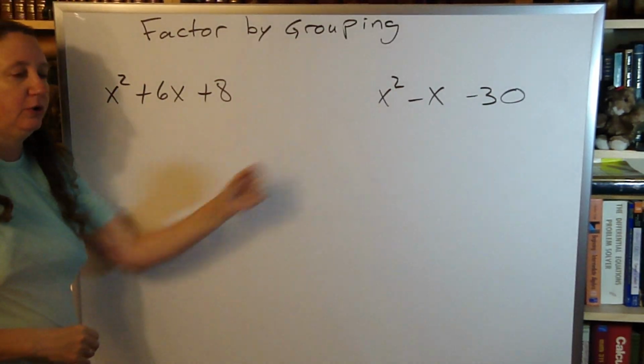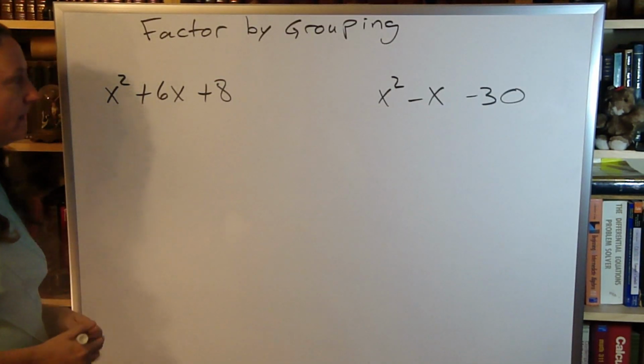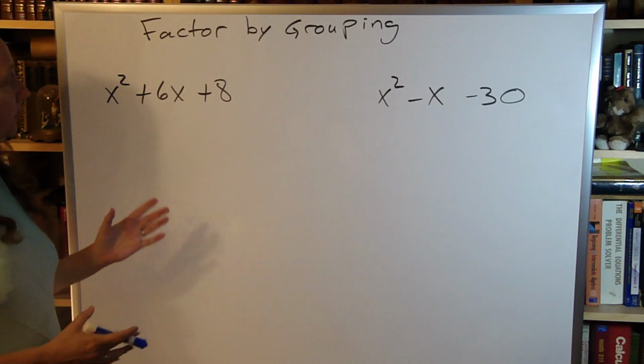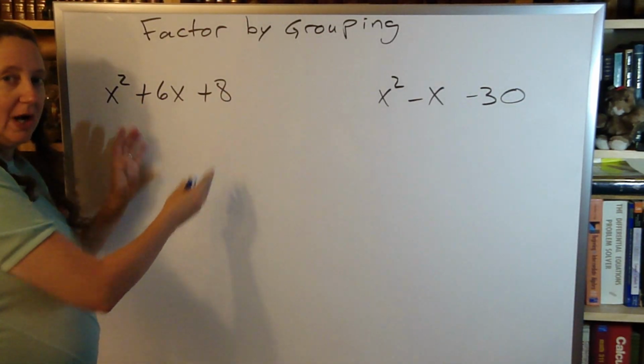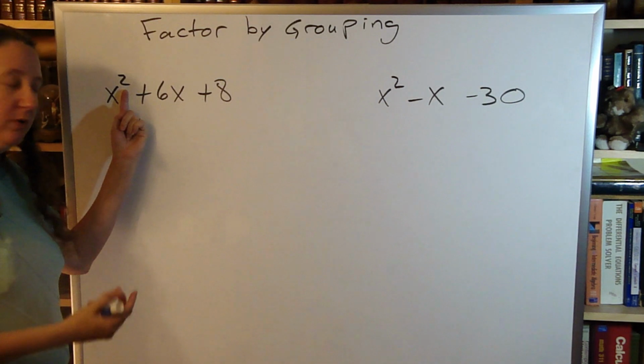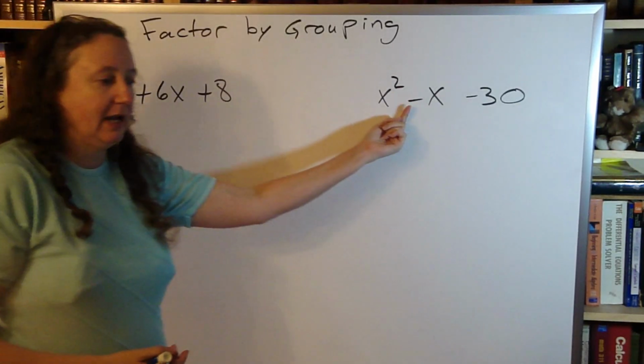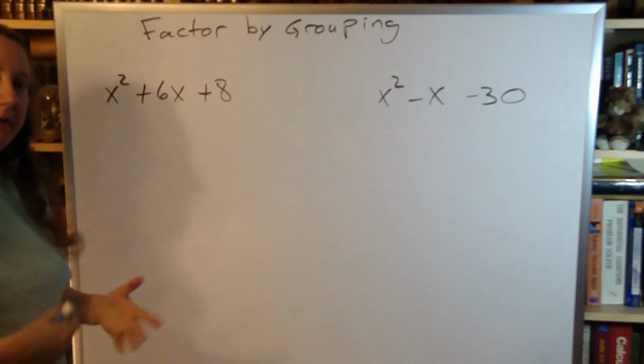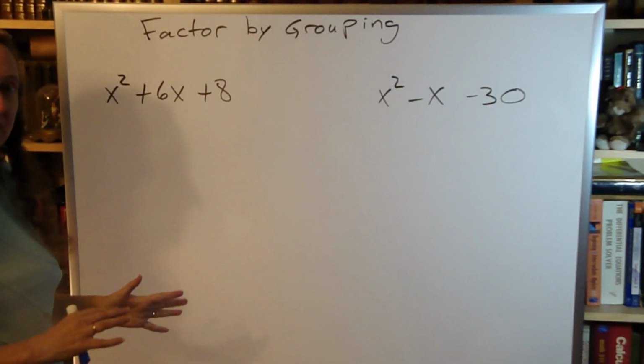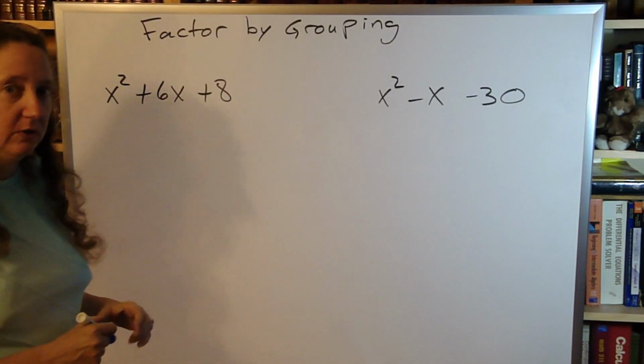Factor these polynomials by grouping. So now we're moving into just a trinomial with the exponent of 2 being our highest exponent. We will be getting some higher exponents on some of these. We're going to learn how to deal with that too.